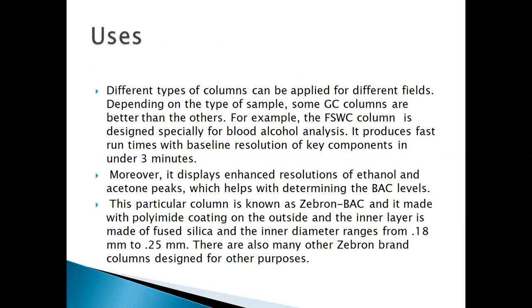Different types of columns can be applied for different fields depending on the types of sample. Some gas chromatographic columns are better than others. For example, the FSWC column is designed specially for blood alcohol analysis. It produces fast run times with baseline resolution of key components in under 3 minutes.